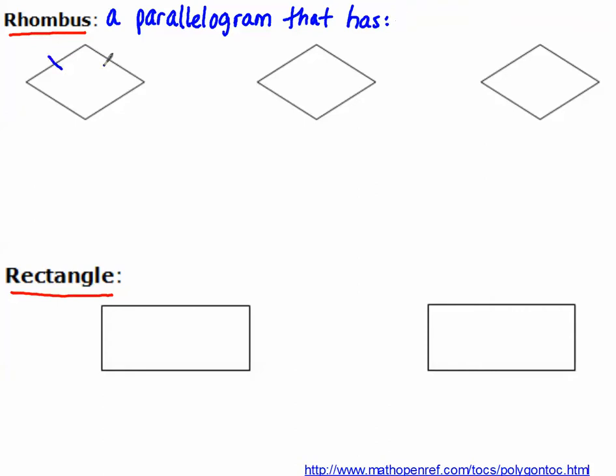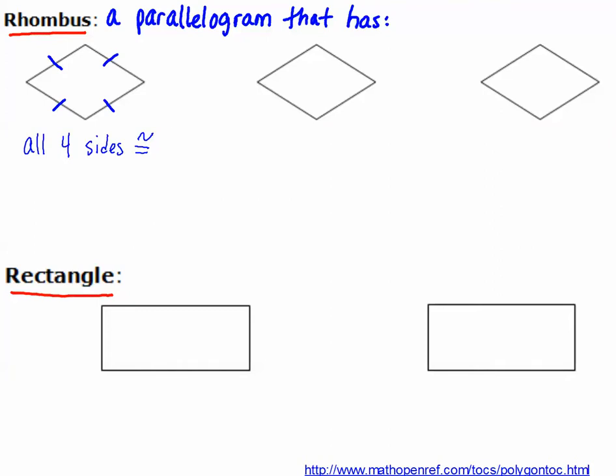One, all 4 sides are congruent. So remember back to the parallelogram picture, just the opposite sides were congruent. Well, if all 4 sides are congruent, still the opposite sides are congruent, but now it's a little bit more specific. All 4 sides are congruent, then it is more specifically a rhombus.